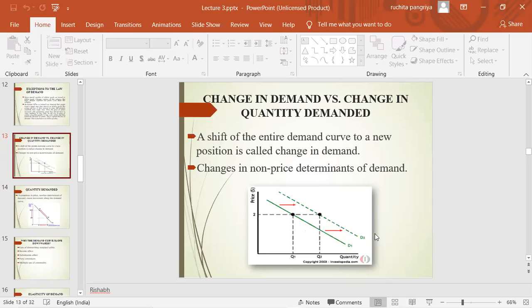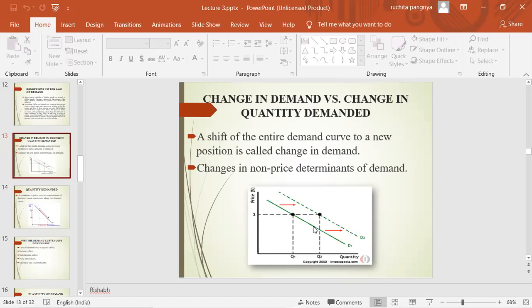Taste and preferences change. If the people prefer more of that good over another good, the demand curve will shift to the right. If people do not prefer that good over another good, the demand curve will shift to the left. Okay, and complementary and substitute products also, if the substitutes are cheaper, what will happen? The demand curve of the product will come down, because people will prefer the cheaper substitute. When the substitute prices are higher, the demand curve for our product will shift to the right-hand side. So these all are the factors.